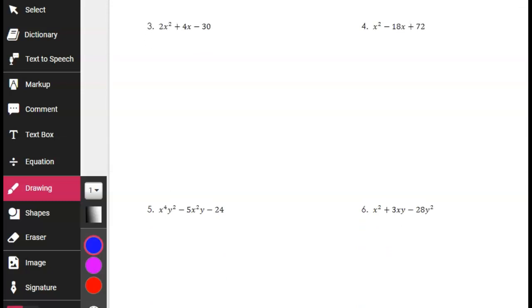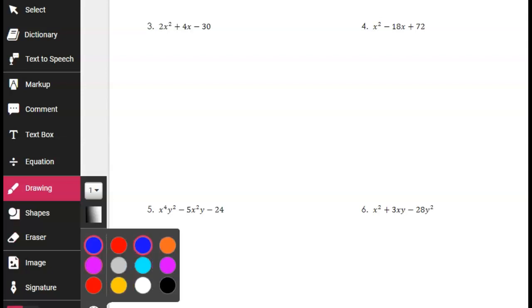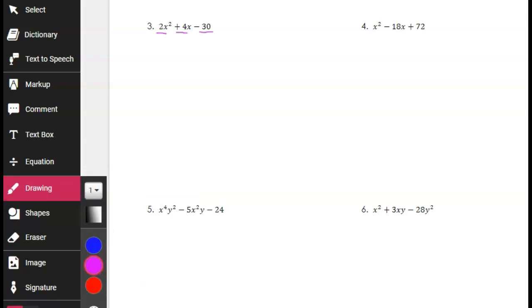So we have some practice problems here. In fact, we have 5 practice problems before we go on to the next type of problem. So I'm going to do number 3 and number 5. You are going to do number 4 and number 6. So look at number 3, 2x squared plus 4x minus 30. I notice that 2 and 4 and 30 are all divisible by 2. So I'm going to take out a GCF of 2 that's going to hang out in the front of my problem until the very end.